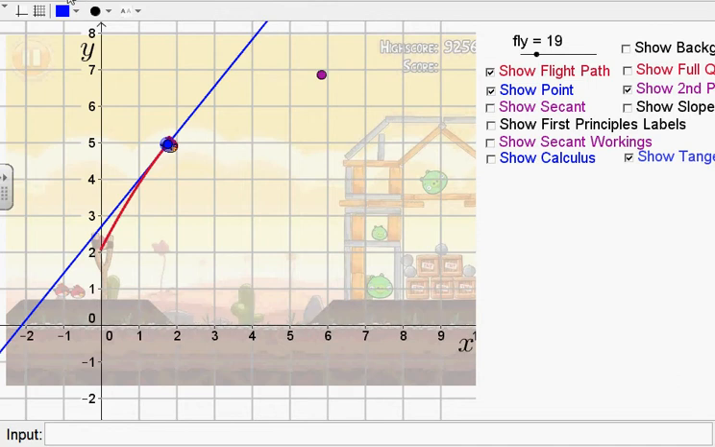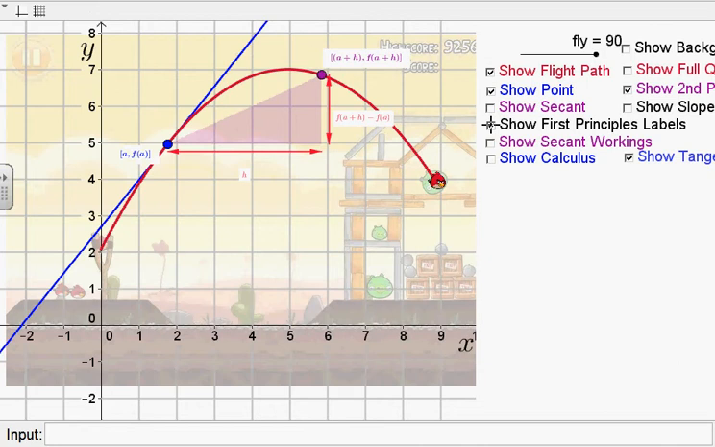Okay. So guys, what happens is the Angry Bird continues its path, right? And we're going to use the blue dot to represent the Angry Bird at any given point on this diagram, okay? So, if I show you the first principle labels, what this H represents is a small change in the graph.